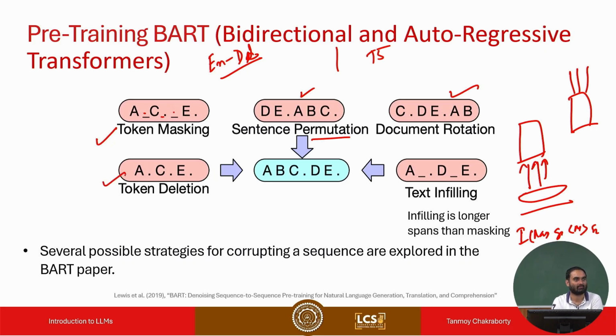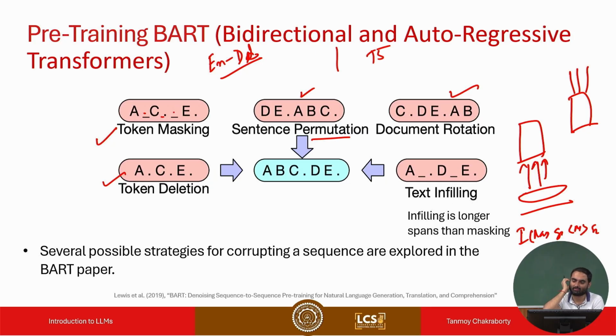Sometimes you delete certain tokens. Remember, deleting a token and masking a token are different. When you delete a token, let's say you delete "am" and "to", your input will be "I going school", and your output would be "I am going to school". This is harder than masking. Why is this harder than masking? Because at least in masking, you know the length of the sentence, but here you don't know the length of the sentence.